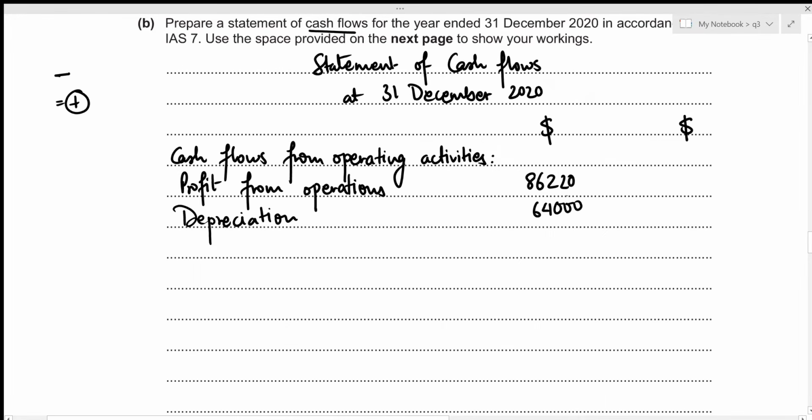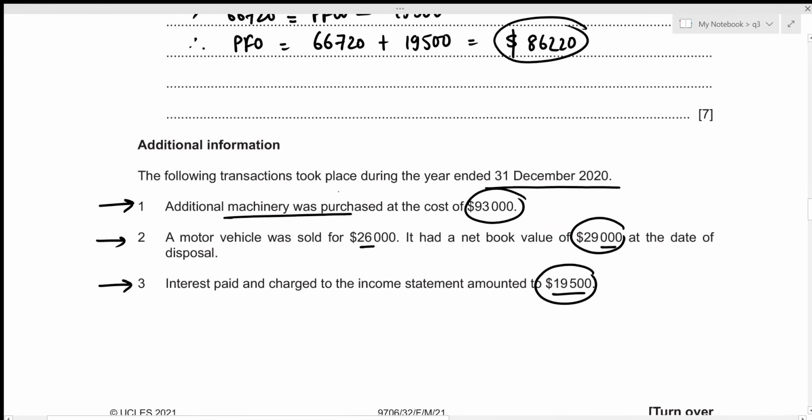Now there was a disposal, right? So there might have been a profit on disposal or a loss on disposal. Let's figure it out. The sales value is 26,000, whereas the net book value is 29,000. Obviously, sales value is lower than the net book value, which means that there was a loss on disposal, right? And this loss on disposal is just the difference between net book value and sales value, which in this case is 29,000 minus 26,000, which results in the loss to be 3,000.